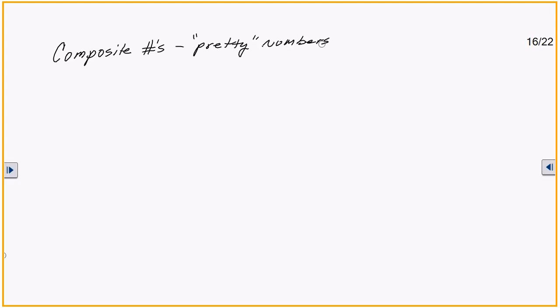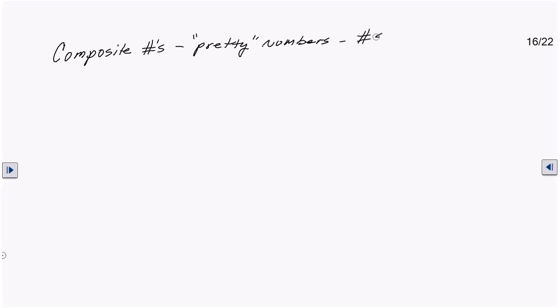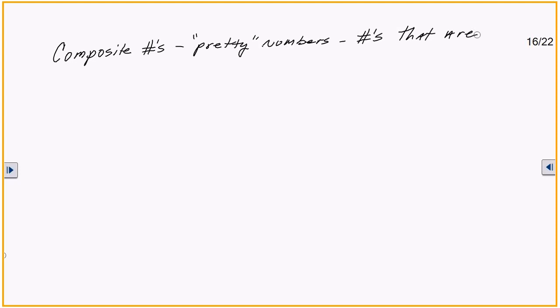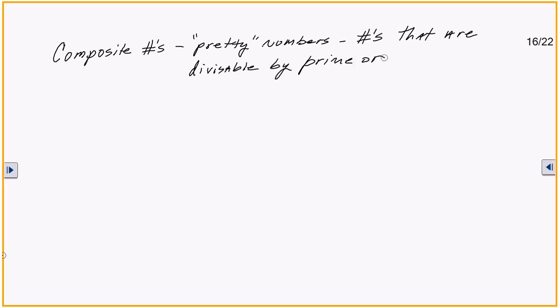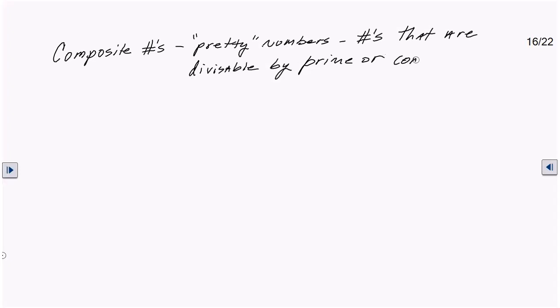The composite numbers are numbers that are divisible by prime or composite numbers.